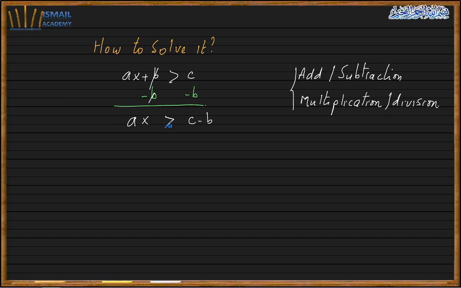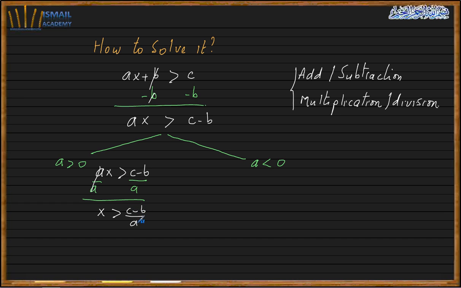The sign stays in the same direction because when we add or subtract the same number on both sides, the sign doesn't get flipped. Now we divide both sides by a, but here we have a problem. So if a is positive or a is negative, so here I'm going to put when a is positive and when a is negative. So if a is positive and I divide both sides by a, the sign of the inequality stays in the same direction, so it doesn't get flipped. So we'll end up having x greater than c minus b over a.